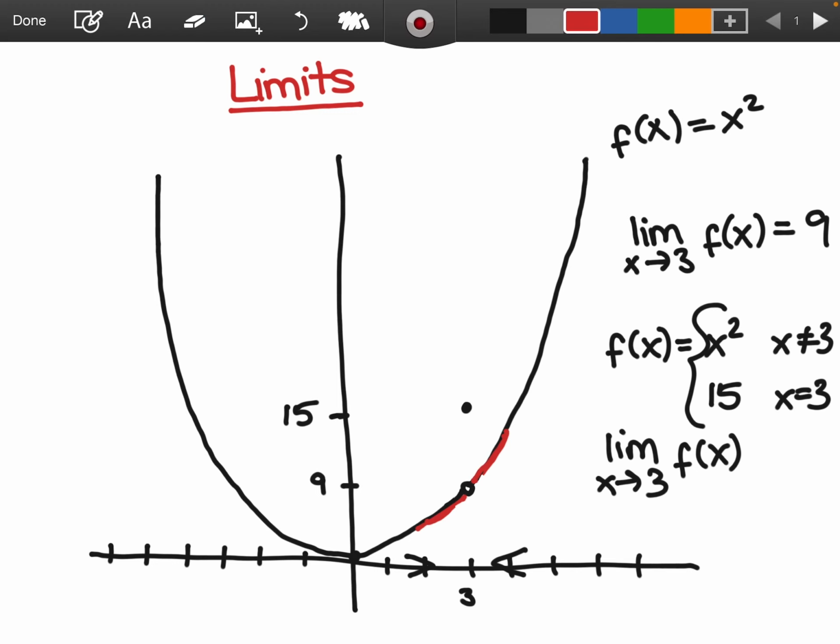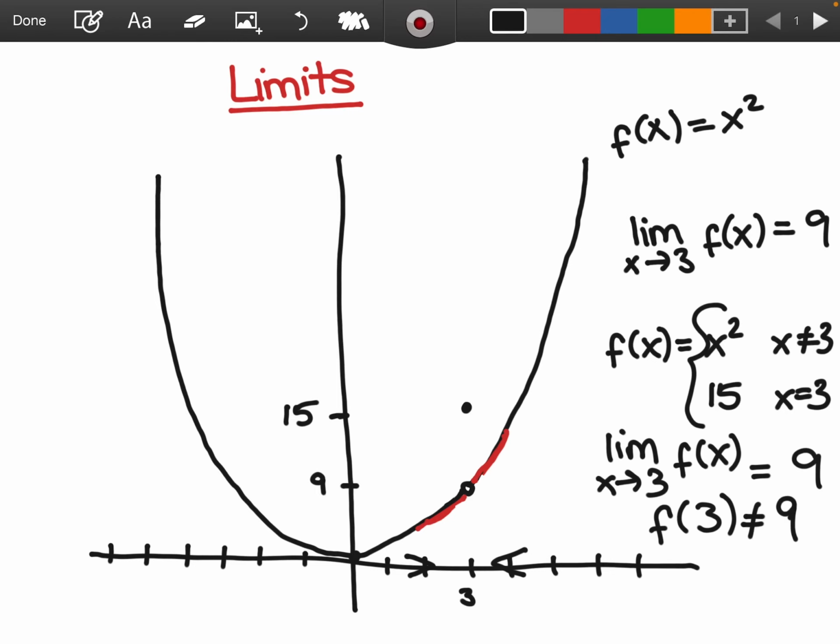So as I approach it from above, as I get closer and closer to 3, my function value, again, gets closer and closer to 9, this time from above, but it still approaches 9. So even with my new function, my limit as x approaches 3 for f of x is still 9. But f at 3 doesn't equal 9. f at 3 equals 15. So this is one of these cases where we can see that the limit doesn't equal the actual function value at that point. That is the difference.